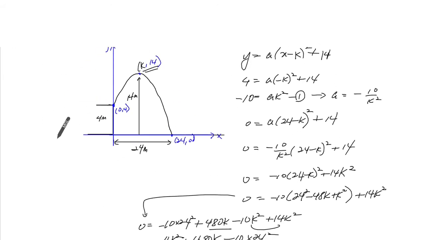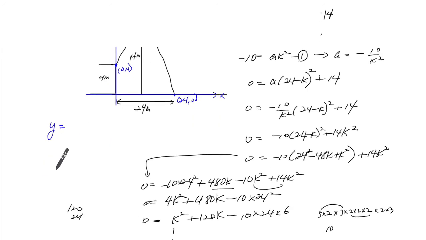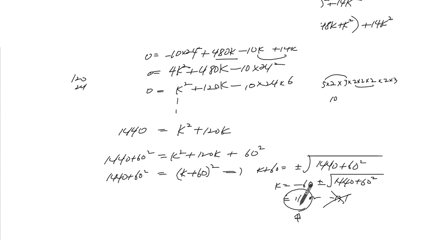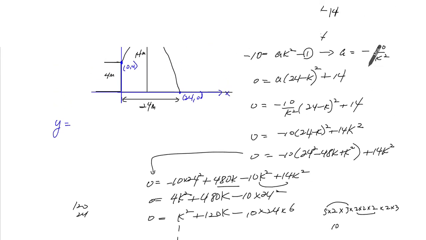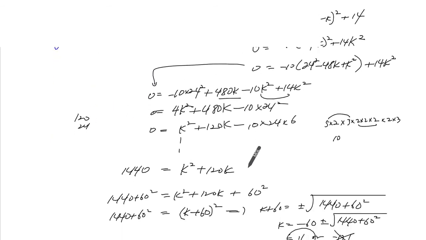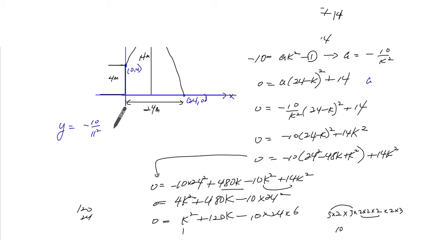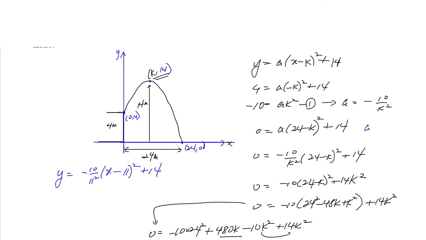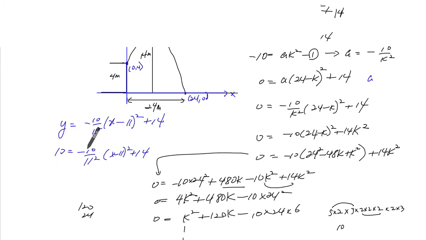Let me write in blue. y is equal to a times (x minus k) squared plus 14. We found k, but we didn't find a yet, right? So a is going to be minus 10 over 11 squared, since we just found k to be 11. So y equals minus 10 over 121 times (x minus 11) squared plus 14. The question is, at what horizontal distance was the height 10? So you set y equal to 10 and solve for x.